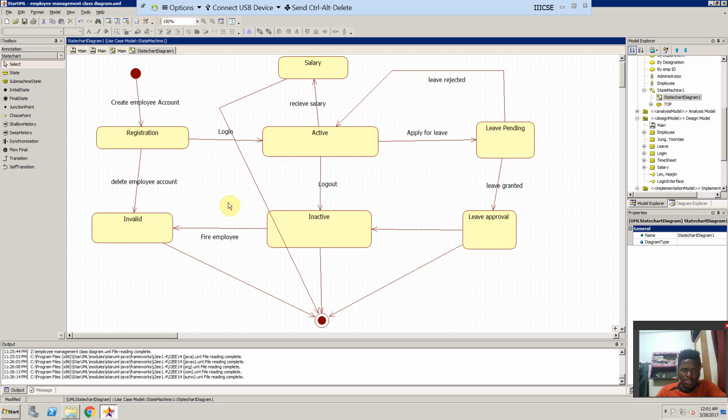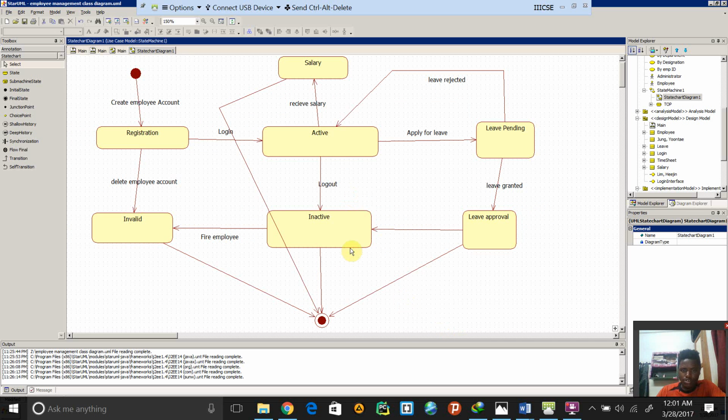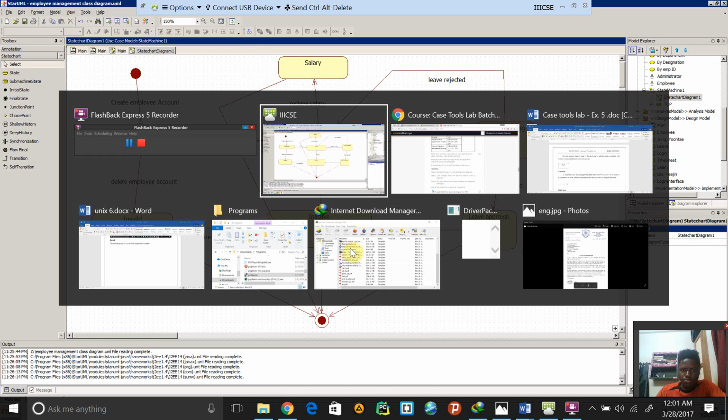We have the basic states: the registration state, the active state, inactive, leave pending, leave approval, salary, and invalid state. Thank you for joining.